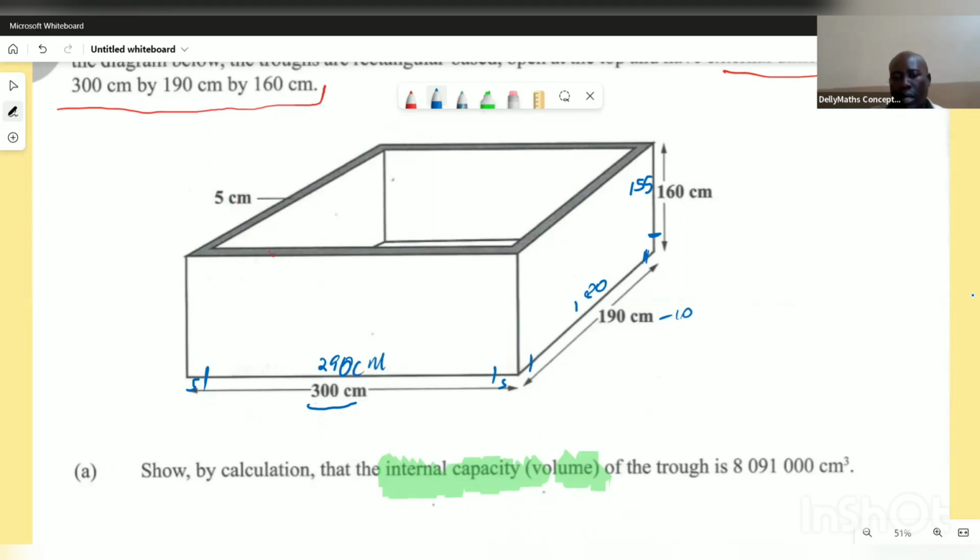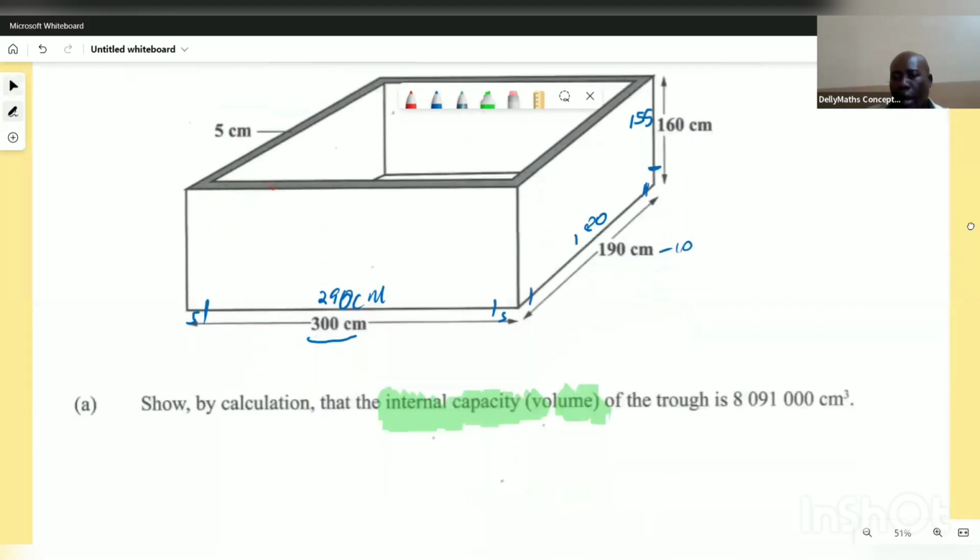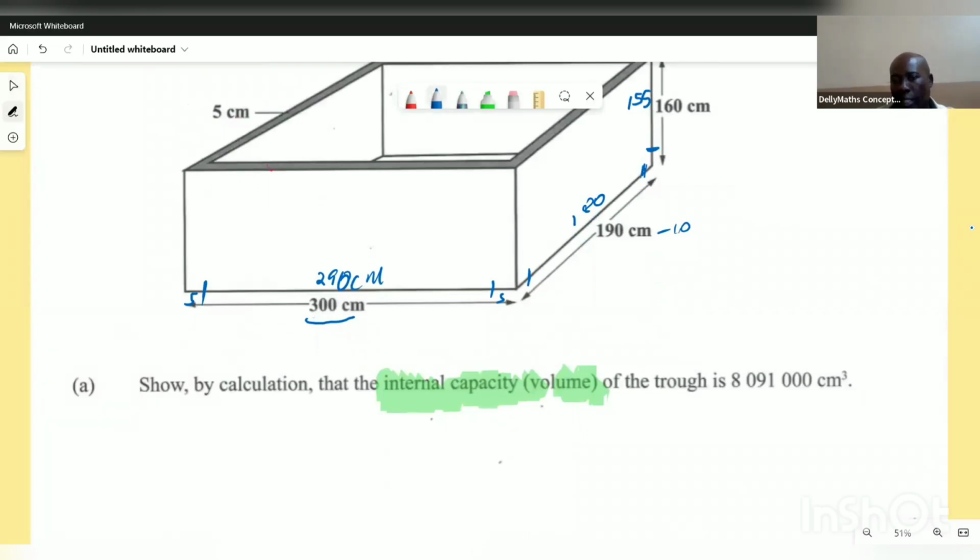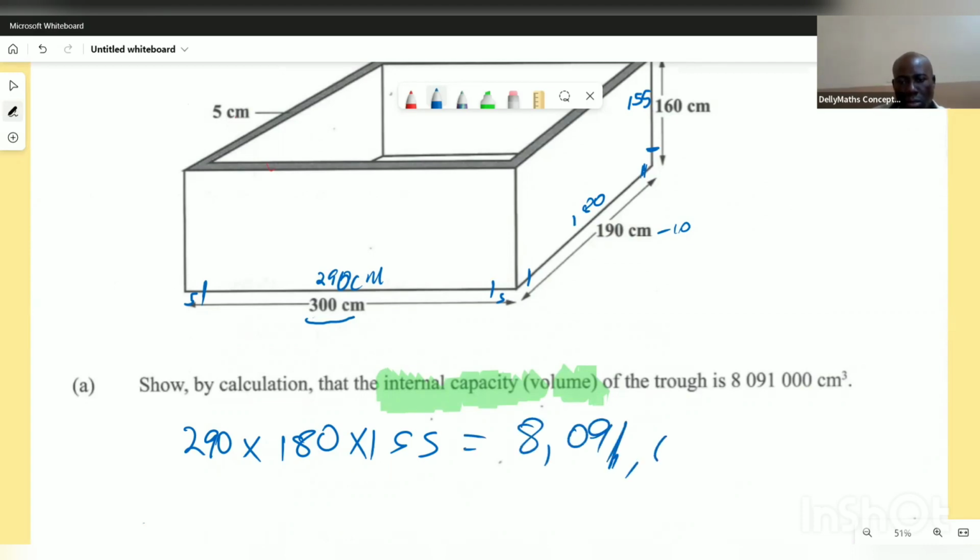So we're going to put this together and prove that we get 8,091,000 cm cube. Here are the numbers we're putting together: 290 cm times 180 times 155. Put that on our calculator. This gave us 8,091,000 cm cube. So we would have gotten the marks for that.